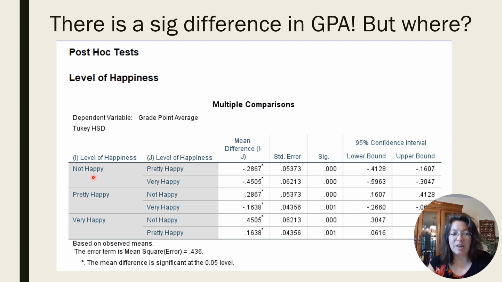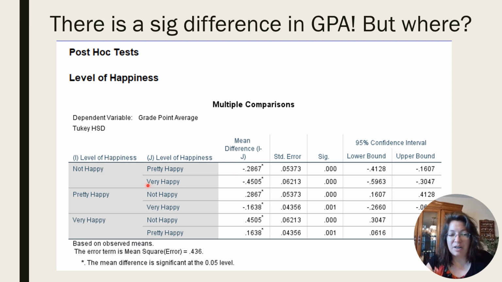So the first row is comparing not happy people with pretty happy people and finds a difference of negative 0.2867. So what that means is that on average, not happy people have a GPA that is 0.286 lower than pretty happy people. Because as you can see here from the mean difference column, it says I minus J. So it's taking that I column minus the J column. So not happy people minus pretty happy, whatever their GPA score is going to be negative 0.2867. So that indicates a drop.